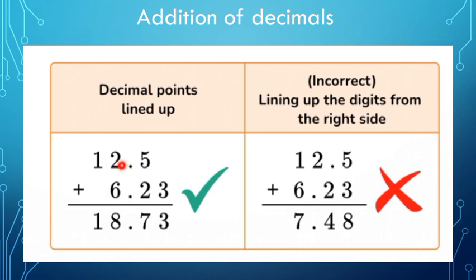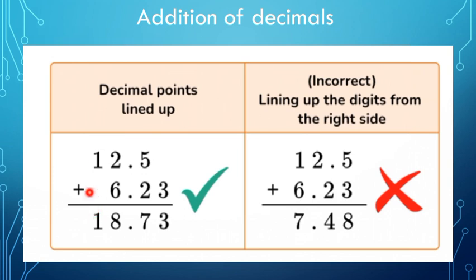So first do this, 12.5 plus 6.23. Align the decimal points like this. Then add the numbers. So 12.5 has nothing here, so it is 0. After the decimal point, you can put an infinite number of zeros. It does not make any difference. So here it is 0. So 3 plus 0 is 3. 5 plus 2 is 7. 6 plus 2 is 8.